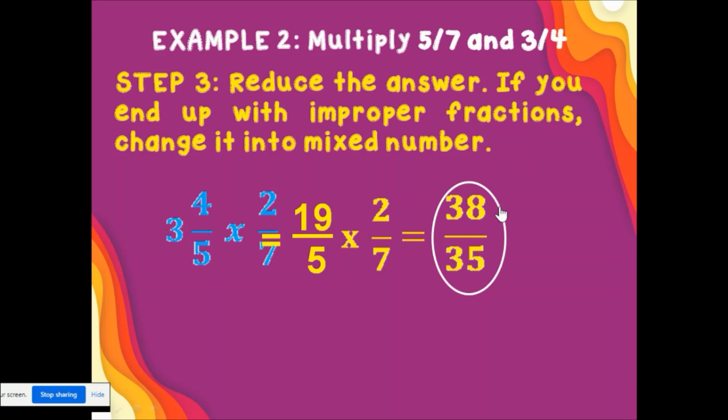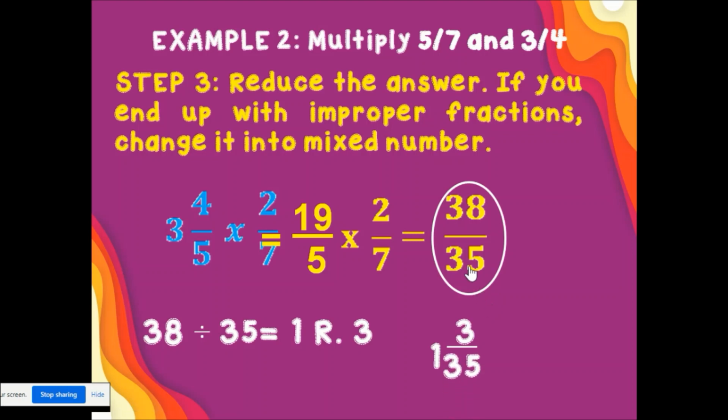So how are we going to change this into a mixed number? Let us divide 38 by 35. If we divide 38 by 35, the answer is 1, remainder 3. The quotient 1 will serve as the whole number. And the remainder will serve as the numerator. And then, just copy the denominator, which is 35.